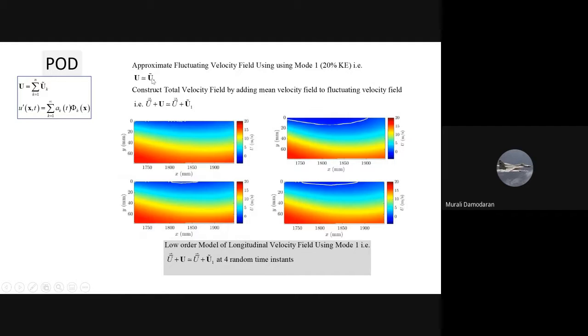I want the total velocity field. So you add this mode back into the mean velocity, which you've already calculated before you began all this process, and then you can plot the contours at 4 instants of time, and you can see the development of the separation bubble region here. With 4 instants of time, I'm able to capture the essential features. I'm not going to do any measurement. From the measured data, you can construct as many fields as you want.